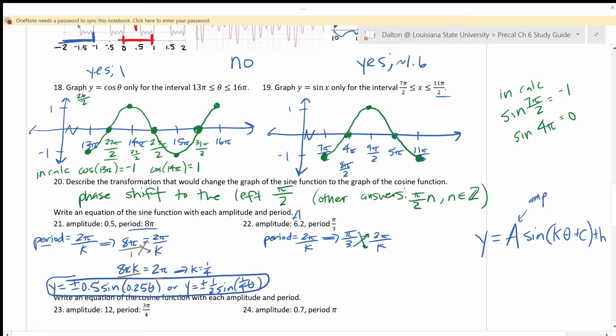So when I do that, I get pi k is equal to 3 times 2 pi, which is 6 pi. Divide both sides by pi. Pi over pi is 1, and then I get k is equal to 6. Okay, so my final answer for number 22 will be y is equal to plus or minus the amplitude of 6.2 times the sine of k theta, which will be 6 theta.